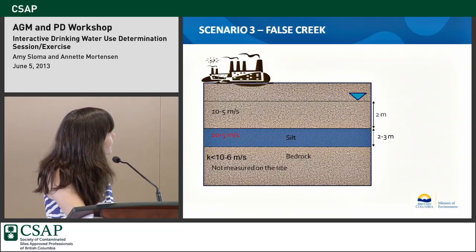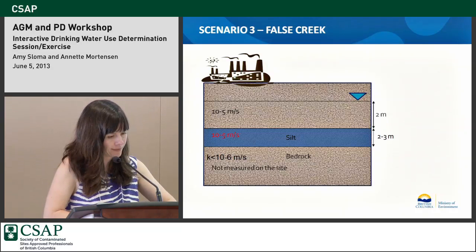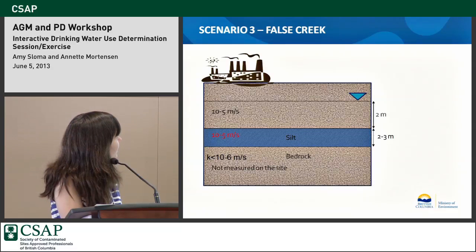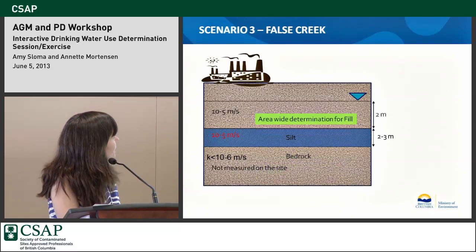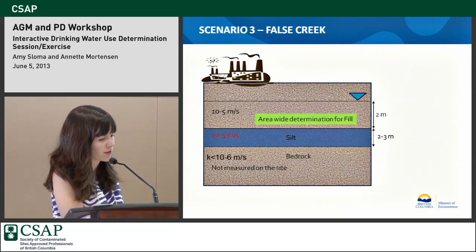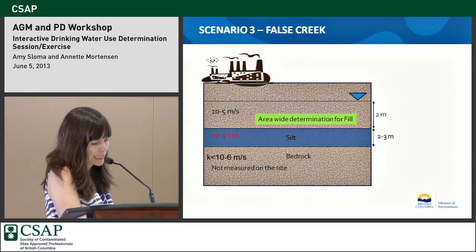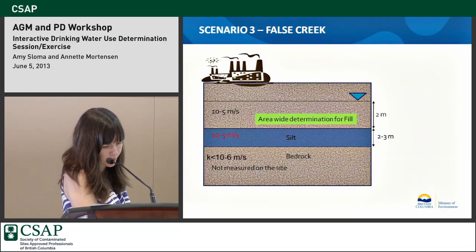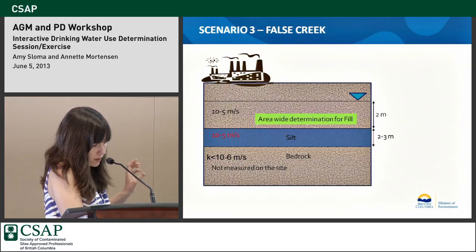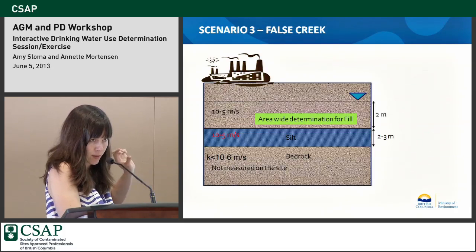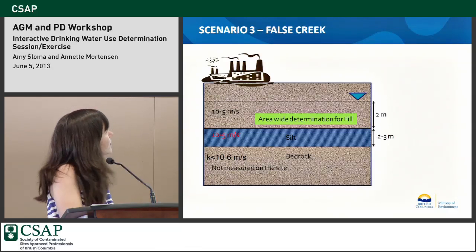Let me see if my other little slides came up here. So there we've got our area-wide determination for the fill. You can use that in your arguments, and you're able to exempt that portion of the aquifer because you've got your poor quality fill, multiple sources, multiple landowners.